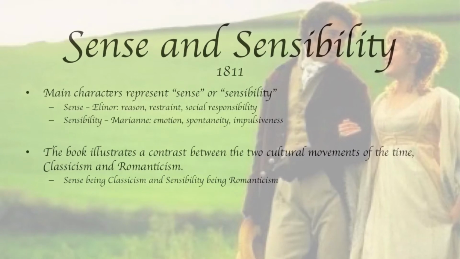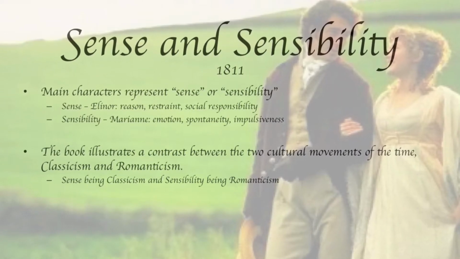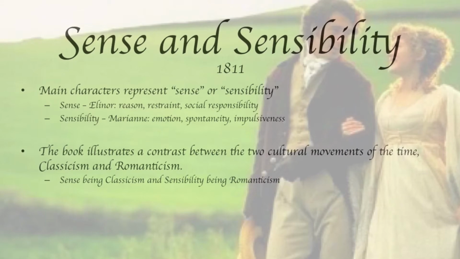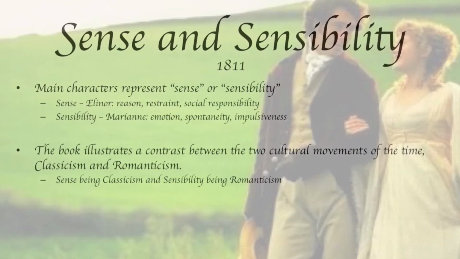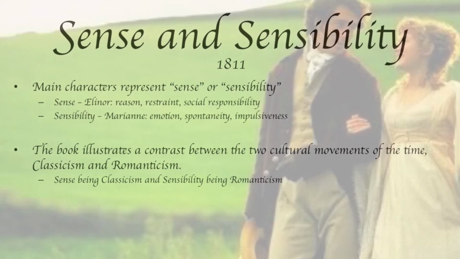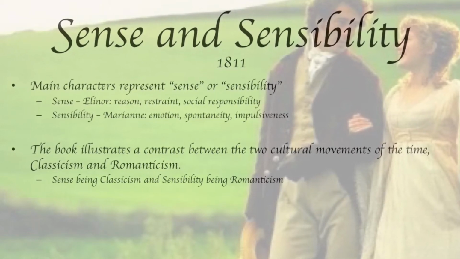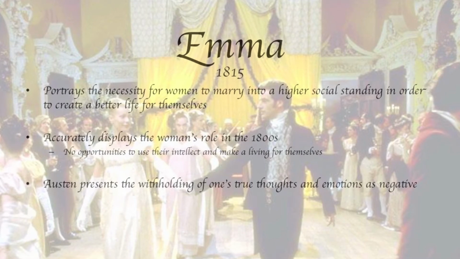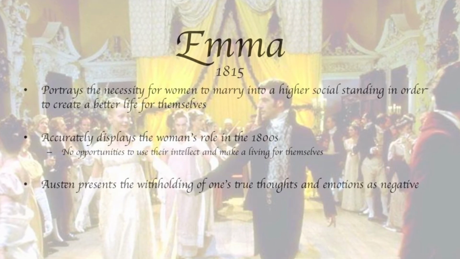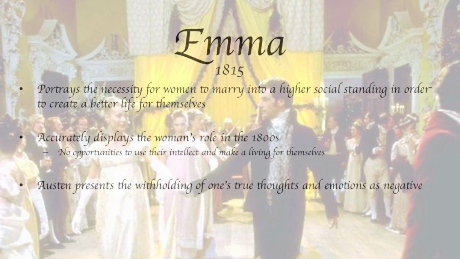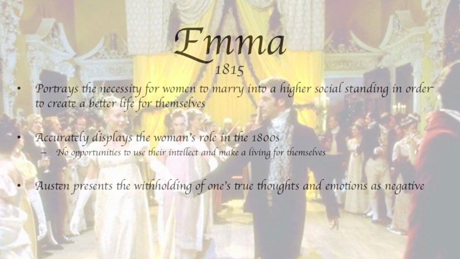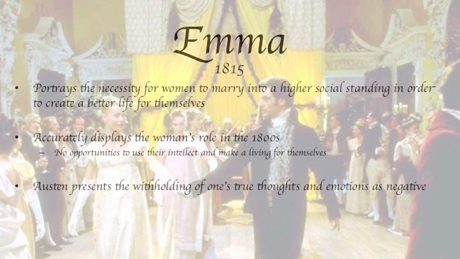In Sense and Sensibility, written in 1811, Austen uses her main characters, Eleanor and Marianne, to represent the two cultural movements of the early 1800s, classicism and romanticism. In her 1815 novel, Emma, Austen chooses to focus on the role of women in society and stresses the need for women to marry into wealth and status to create a better life for themselves.